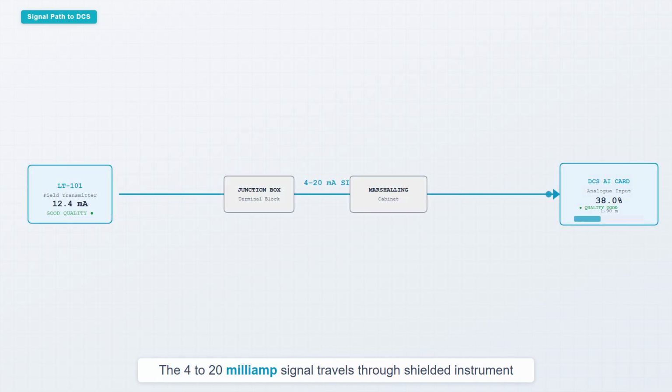The 4 to 20 milliamp signal travels through shielded instrument cable from the transmitter in the field to the marshalling cabinet, through the junction boxes and terminal blocks, and into the DCS analog input card. Inside the DCS, the card converts the milliamp signal to a digital value and passes it to the controller. The operator sees the tank level as a percentage or in engineering units on the HMI screen.